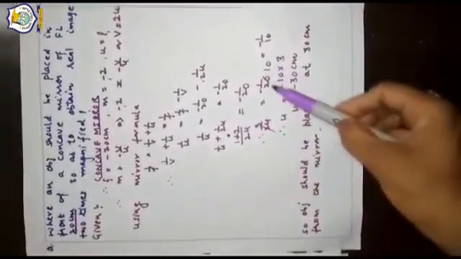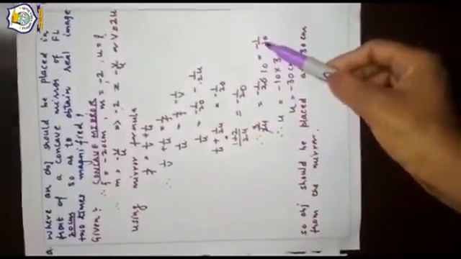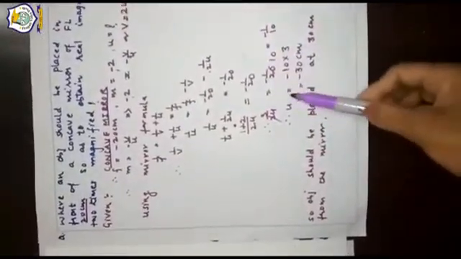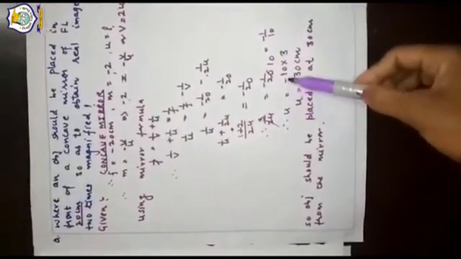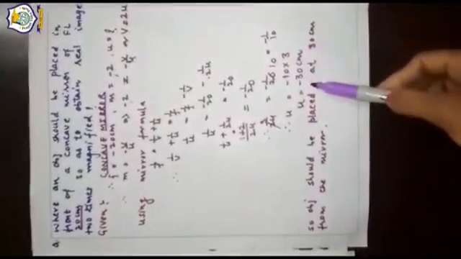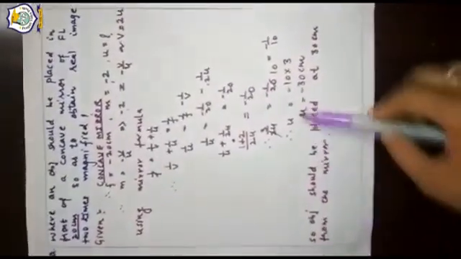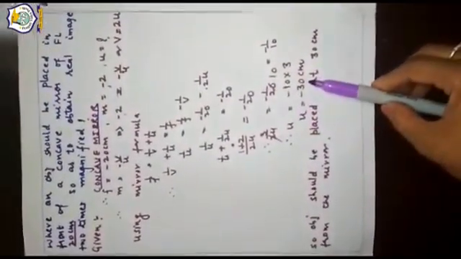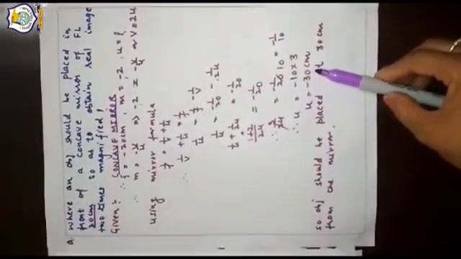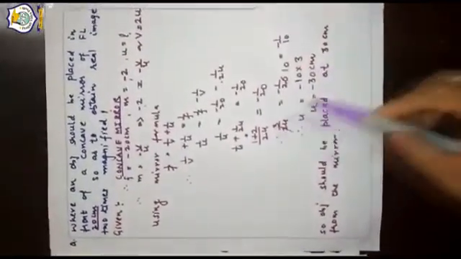20 will get cancelled, so it will be minus 1 upon 10, and by cross multiplication we can get the value of U as minus 10 into 3, which is equal to minus 30 centimeter. Again, after getting the answer, we have to discuss the answer. Here U is minus 30. So is it right or wrong? You have to decide here. You have to check here.